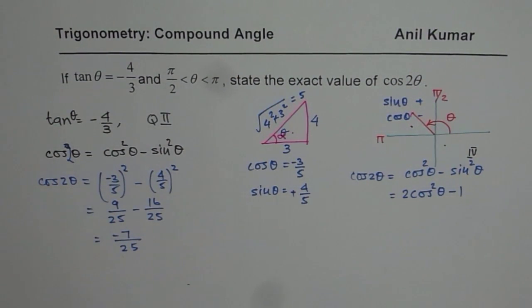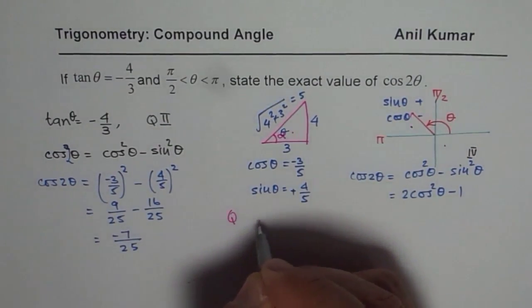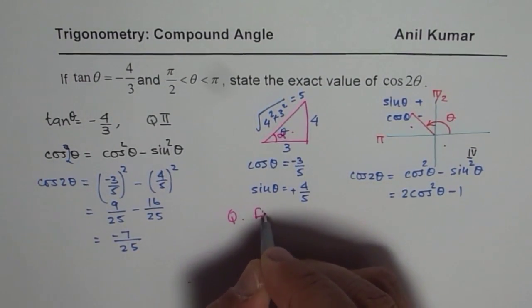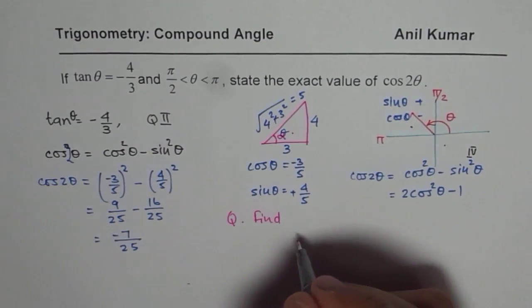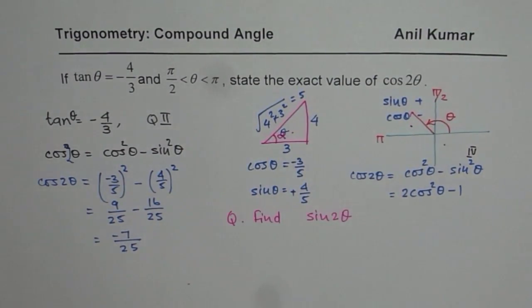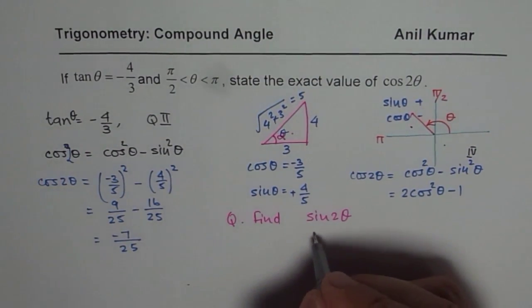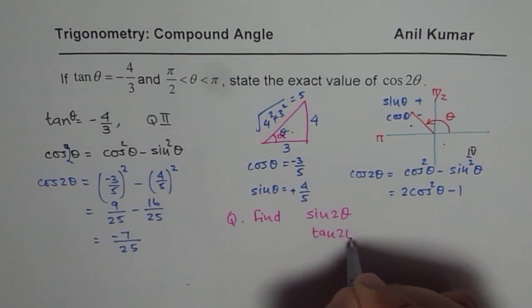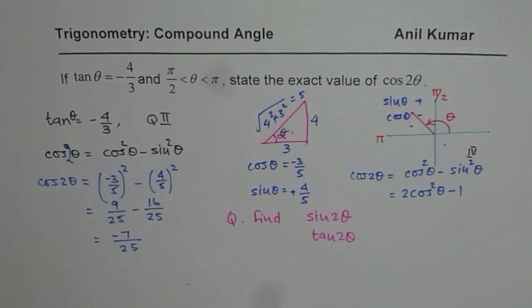Now, as an added exercise, the question for you is to find, for the same angle, sine 2 theta also. So let that be the question for you. And also you can find tan 2 theta. So using the value of theta which we have here, find sine 2 theta and tan 2 theta. I hope that helps.